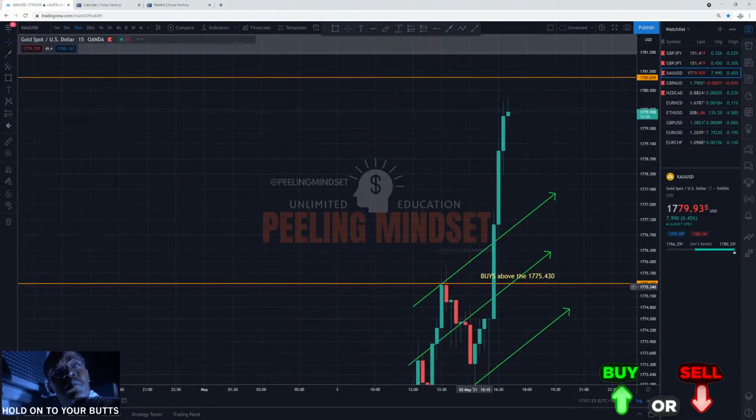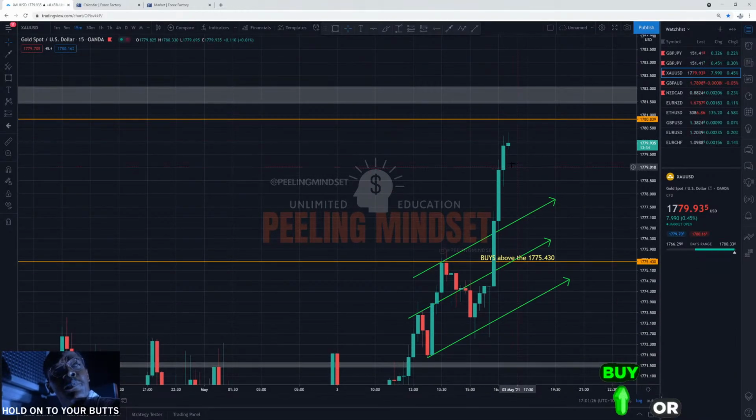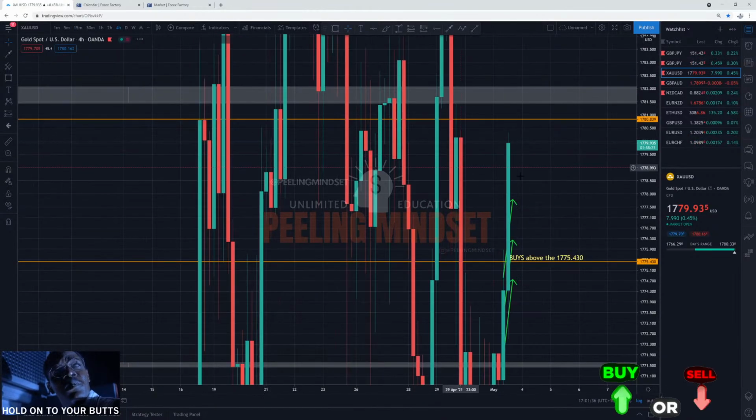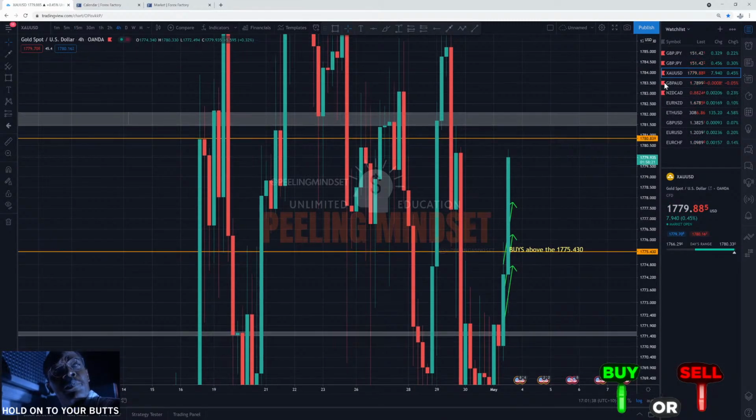It moved up perfectly. So it hit 1780, 330. That's beautiful. Let's look at pound yen.